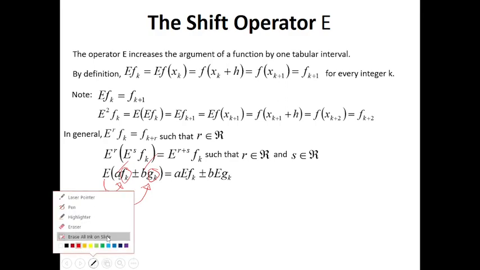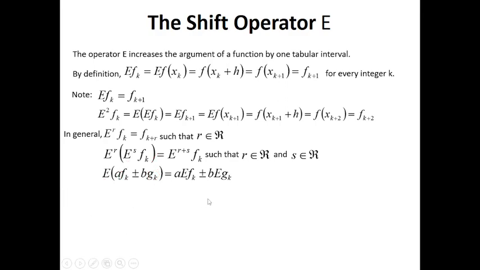Okay. And then, such that A and B are constants. So, in here, we have the relationship between the operators E and delta. No? So, anong kaugnayan ng shift operator dito sa advancing difference operator? No? Or forward difference operator.